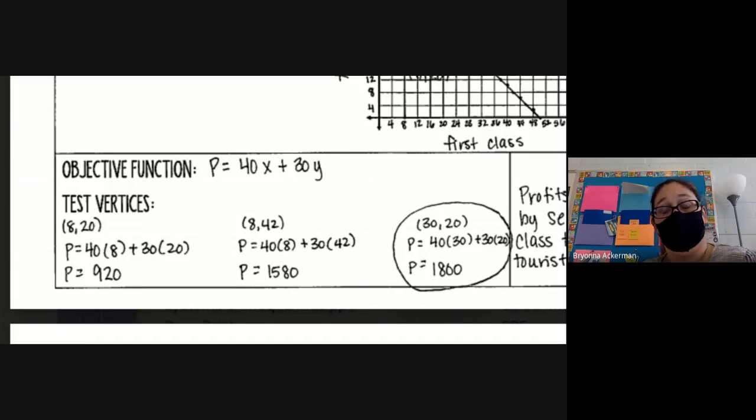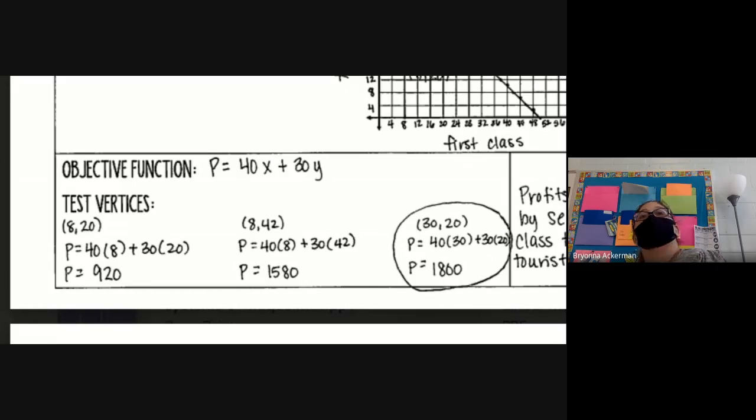Okay, that's better. But look what happens when I have lots of first class and the minimum tourists. $40 times 30 first class, because those tickets are more expensive, plus $30 times the 20 tourists. So my maximum profit is $1,800. And I met all the requirements.